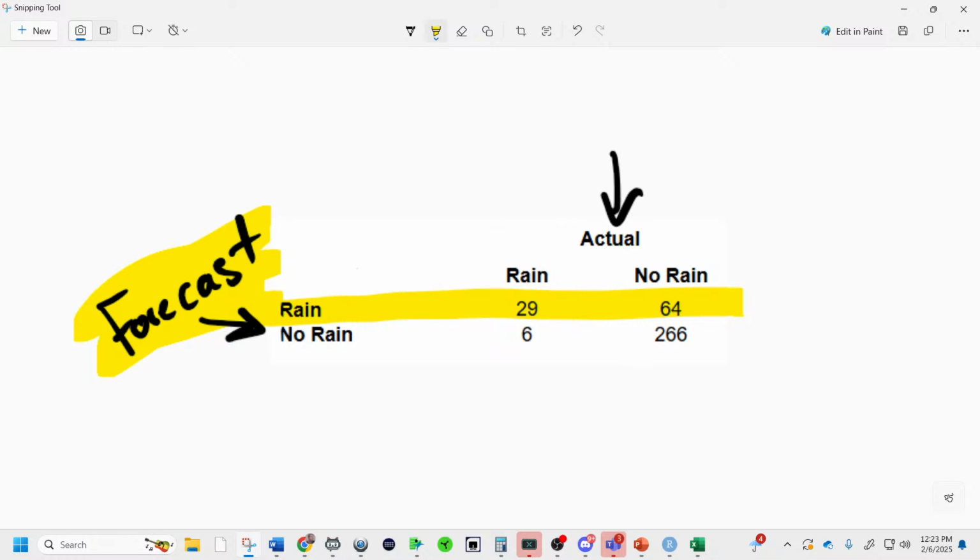How many days was rain forecasted? Not 29. 29 plus 64. So that's the forecast right there. So you would go across the row for the days rain was forecasted.